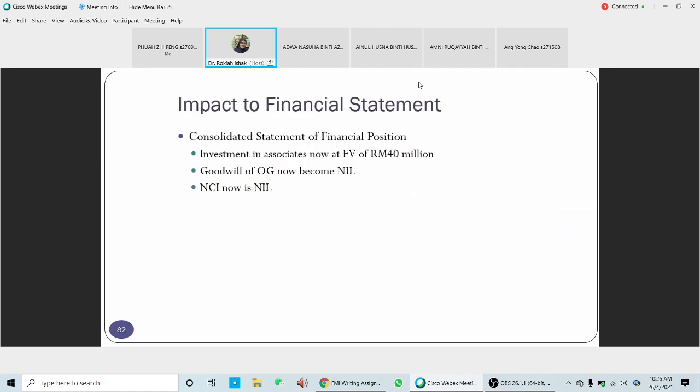And then for the statement of financial position, in your fixed asset or other non-current asset, you're going to have investment in associate at the new value here, which is 40 million. No goodwill can be shown here because now from 60% you already become 20%. So you already de-recognize that goodwill because you don't have control over that company. The NCI also zero because you are not a parent of that company. So this is an example using the net asset method.